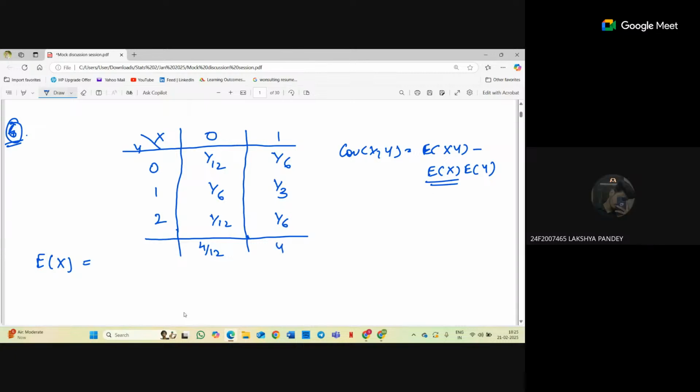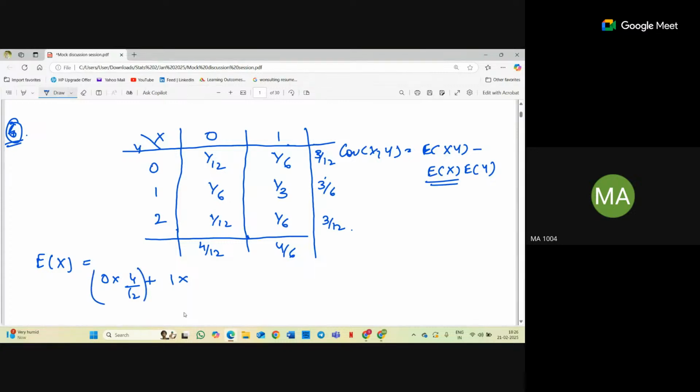Yes, ma'am, 4 by 6. Similarly, when y equals 0, 1, 2, the totals are 3 by 12, 3 by 6, and 3 by 12. Okay, expectation of x: for 0 into the probability of x equals 0, which is 4 by 12, plus 1 into the probability, which is 4 by 6. So this would be equal to 4 by 6.